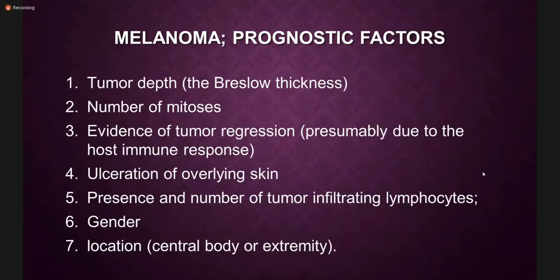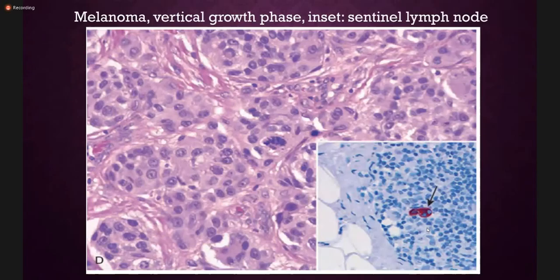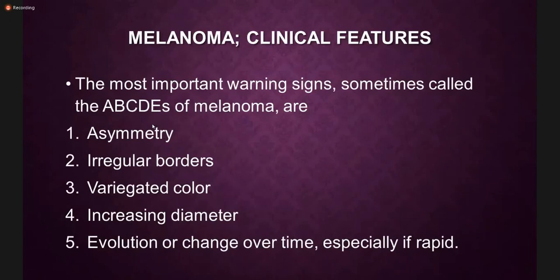So this is a lymph node biopsy in which melanoma cells can be identified. The clinical warning signs are sometimes called the ABCDE of melanomas. These include asymmetry, irregular borders, variegated color, increasing diameter, and evolution or change over time, especially if rapid.